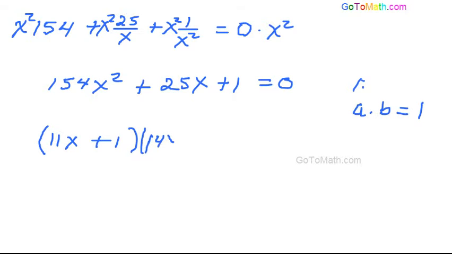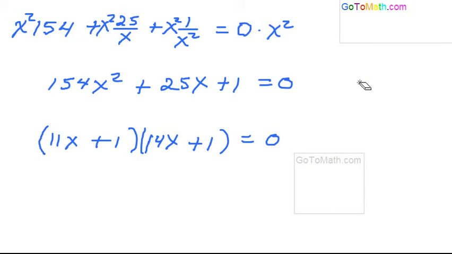Oh my God. 1 times 1 is 1. 11 times 1 plus 1 times 14 gives me 25. Of course, that's equal to 0. Alright, erase that over there. Okay, so then what we're going to do is set both these factors equal to 0.